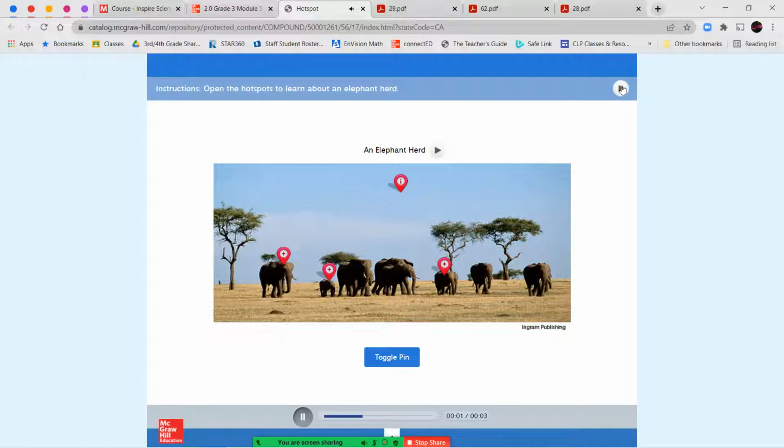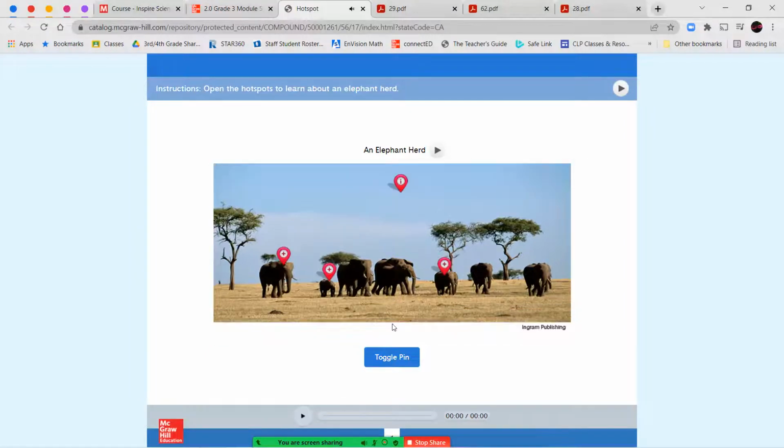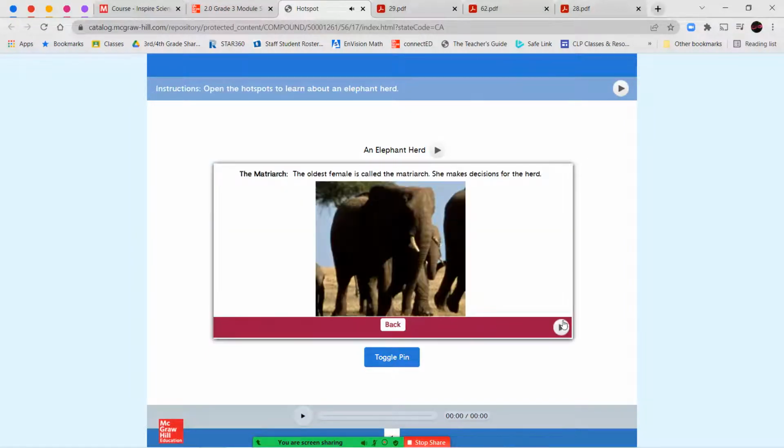Open the hotspots to learn about an elephant herd. Female herds. Female elephants live in herds made up of mothers, their daughters, and their young calves. The matriarch. The oldest female is called the matriarch. She makes decisions for the herd.